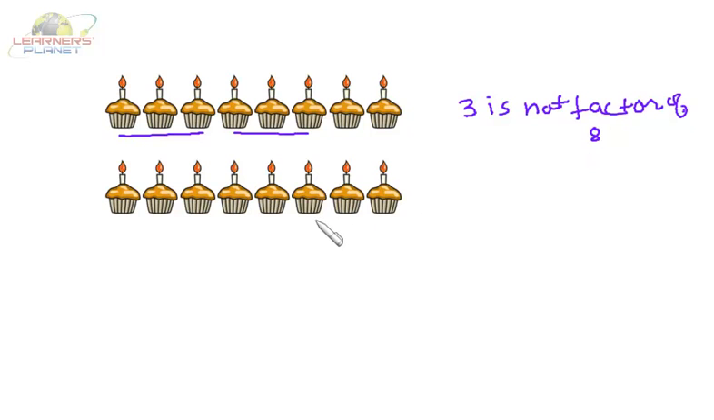Okay, now let's try for 4. So this is first kid, this is second kid. 4 pieces to first kid and 4 pieces to second kid. And I'm left with nothing now. That means 4 pieces can be distributed equally among 2 kids. Okay, so 4 into 2 is 8. That means 4 and 2 are the factors of 8.